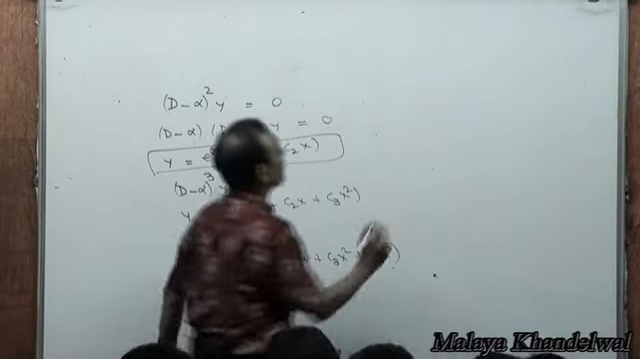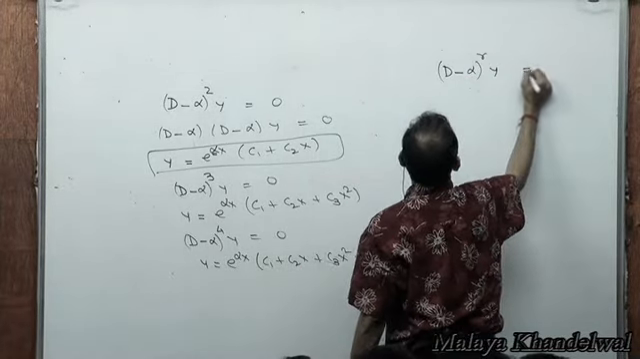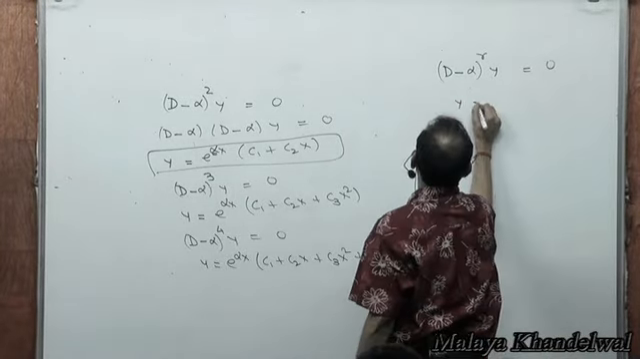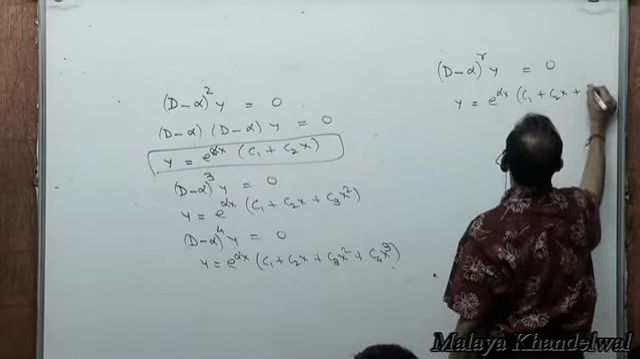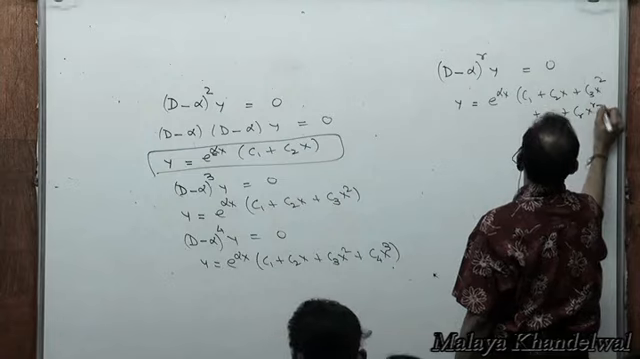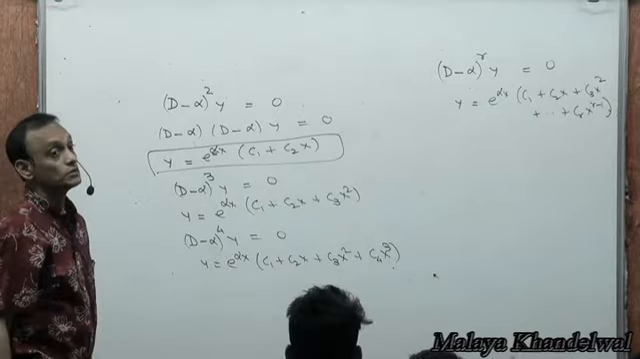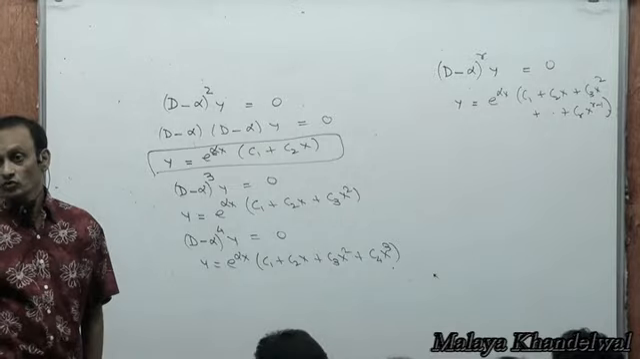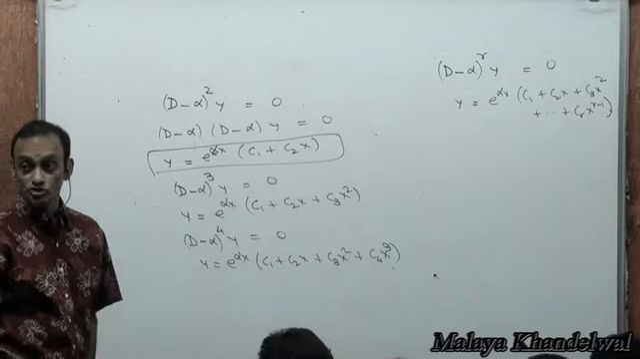In general, if I have alpha as a root repeated r times, then the contribution made by this factor would be y equal to e to the power alpha x times (c1 plus c2x plus c3x squared plus ... plus crx to the power r minus 1). If it's a real root repeated r times, that's the general contribution made by it. It must contribute r arbitrary constants in the general solution.